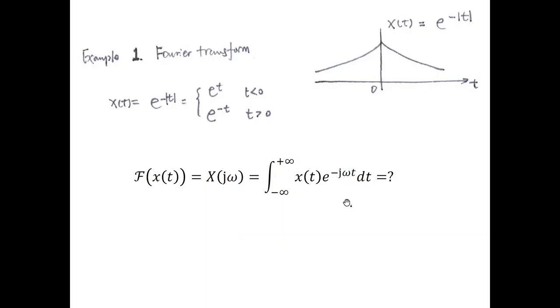For this kind of signal, let's calculate its Fourier transform. Again, we have two different ways to denote the Fourier transform, F of x of t or X of j omega. They are the same and defined by this integral. The result should be a function of continuous frequency omega. Now let's take 2 minutes to calculate. Try it by yourself.